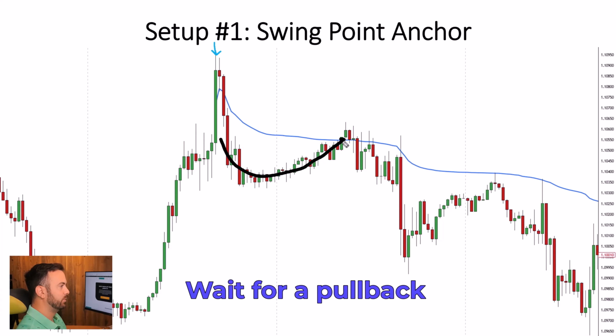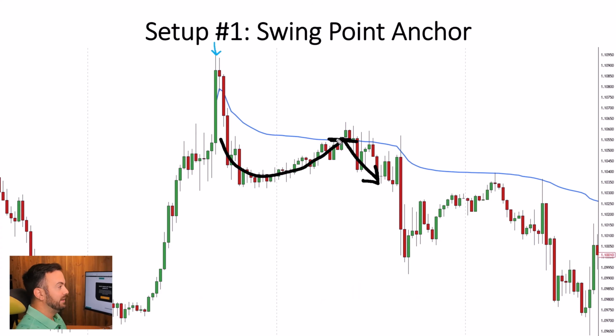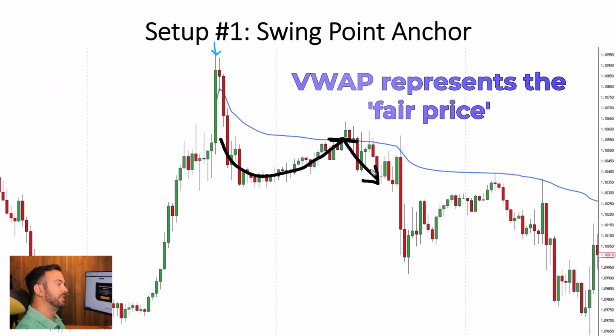And here there's a first pullback, and that means that you go short from there, because the price was below the VWAP, and when it hit the VWAP, you go short from there. The reason that the price is reacting there is that what the VWAP represents is the fair price or the average price, right? Since this important swing point. So that's what the VWAP represents, a fair price.